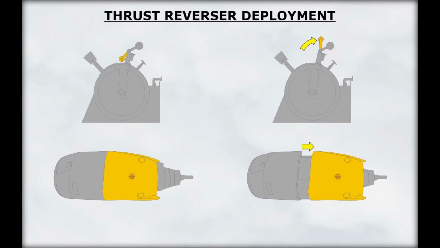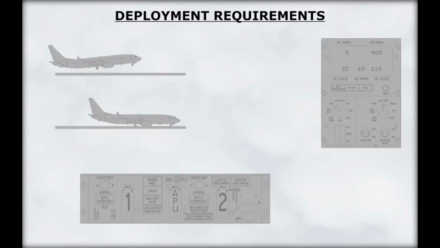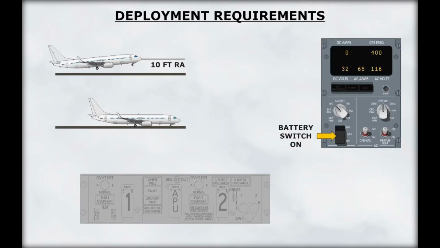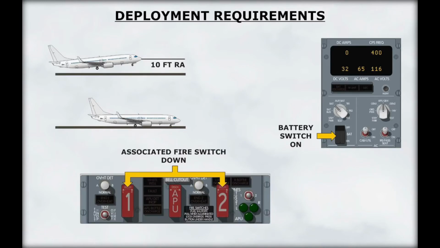The thrust reverser is deployed by raising the thrust reverser lever on the throttle quadrant. The thrust reversers can be deployed provided the aircraft altitude is less than 10 feet or the air-ground sensor detects that the aircraft is on the ground. In addition, the battery switch must be on and the associated engine fire switch must be down.